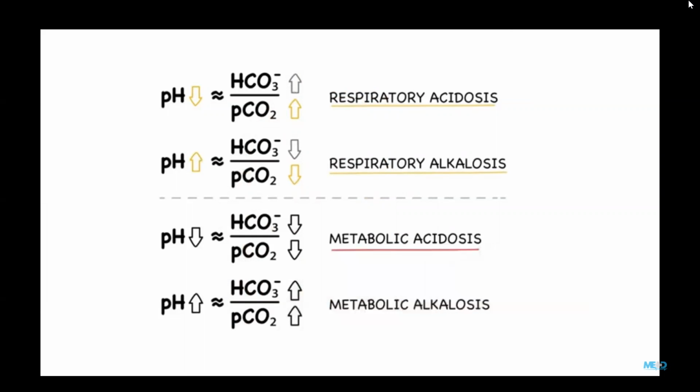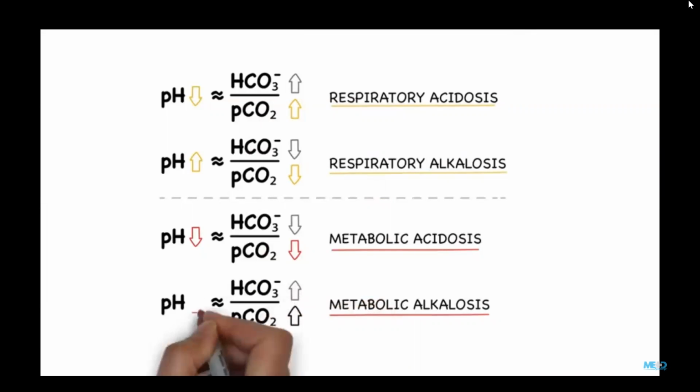In metabolic acidosis, bicarbonate falls, and pH also falls. How about metabolic alkalosis? Here bicarbonate rises, which causes pH to rise as well. As you can see, in metabolic problems, the change in pH and bicarbonate are in the same direction. And that constitutes a simple rule for identifying the primary acid-base problem. Let's check it out.